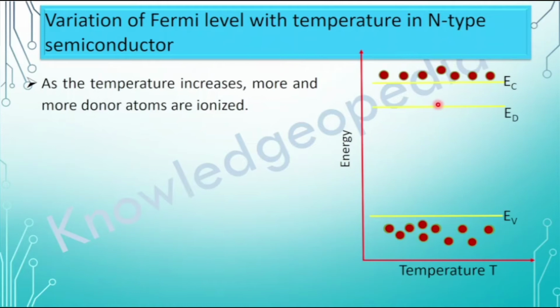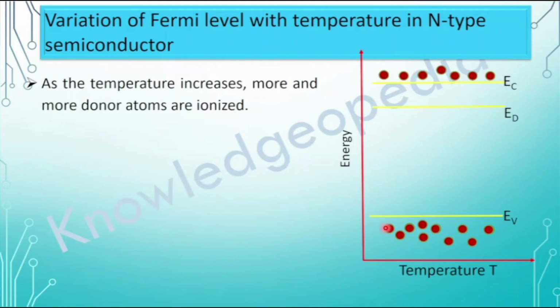They are losing electrons, that means they will become positively charged. So the atoms which are losing the electrons will become positively charged. That's what I have written here: as the temperature increases, more and more donor atoms are ionized. Ionized means as they are losing the electron, they are becoming positively charged ions.